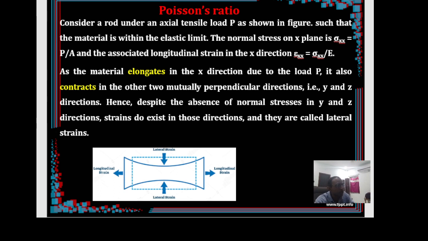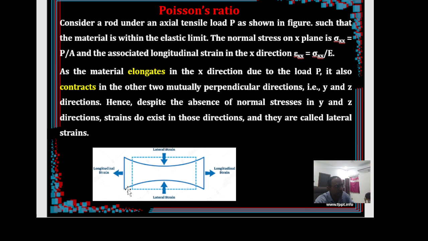Now let's come to the last topic, right? That is the Poisson's ratio. Now, if you take a particular rectangular object or any bar, apply load in one of the directions, say longitudinal direction. What happens? We will be observing this.